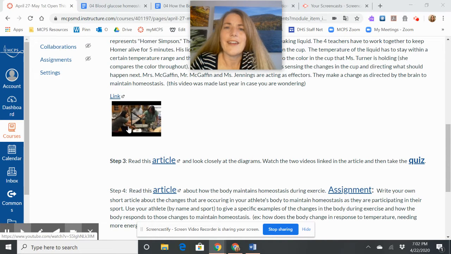Mrs. Turner is acting as the brain. I'm acting as the muscle cells. Mrs. Jennings is acting as the sweat glands, and Mr. McGaffin is acting like the kidneys. So we are all working together to maintain homeostasis.